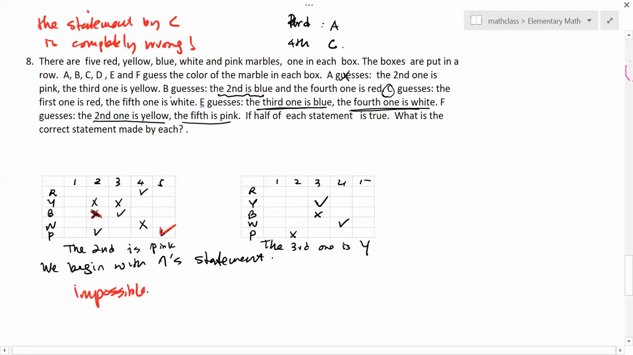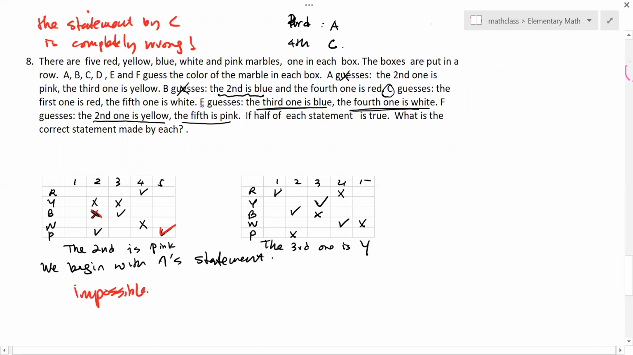So we already look at B. B says the fourth one is red. We already know the fourth one's color, so the fourth one is red is a wrong statement. And then the second one is blue should be the correct statement, okay? Then you look at C. The first one is red, we don't know. The fifth one is white. The fifth one cannot be white, then the first one must be red.